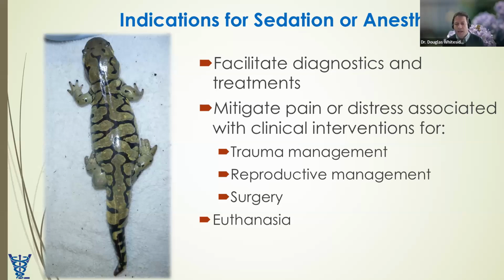And then obviously, anytime that we have any pain or distress associated with our clinical interventions, we're going to want to anesthetize them. So this could be things for trauma management, which will be one of the most common things that you'll see amphibians for probably in a private practice situation, for reproductive management, particularly in females, for example, that have retained eggs and are getting some infections associated with that, or in cases of surgery where we need to go in and do a surgical procedure on those amphibians.